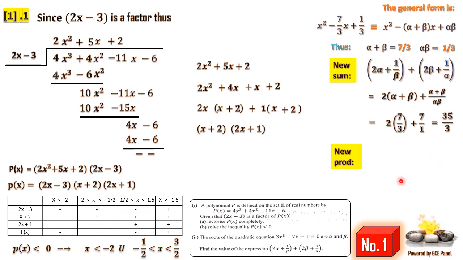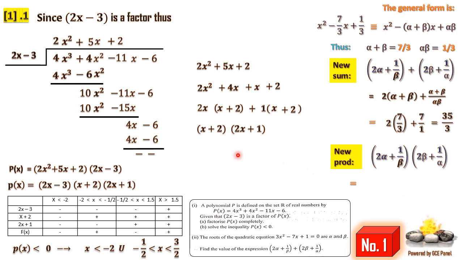When you simplify this, you will have 2 alpha times 2 beta, which is 4 alpha beta, plus 2 alpha times 1 over alpha, which is 2, plus 1 over beta times 2 beta, which is 2, and 1 over beta times 1 over alpha, which is 1 over alpha beta. Now fit in these values and simplify. Your new product will be 25 on 3.